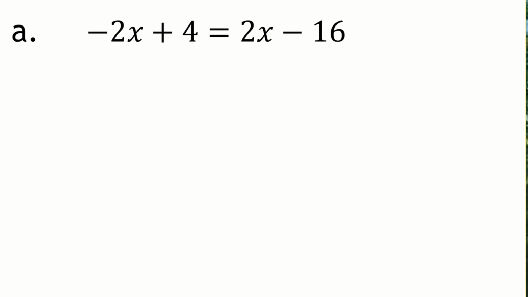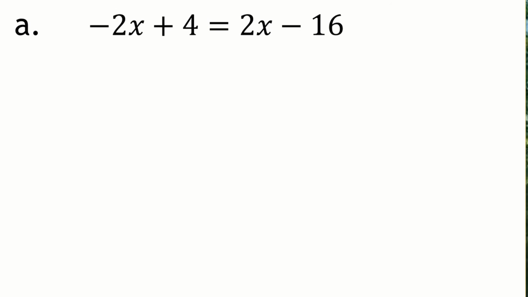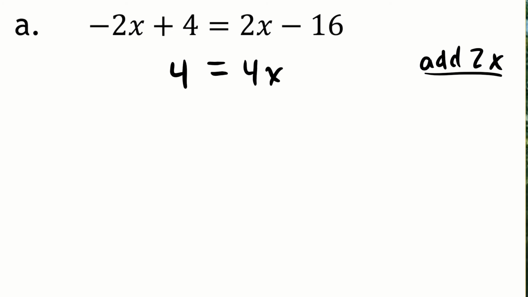So I'm going to begin by adding 2x to both the left-hand side and the right-hand side. When I add 2x to the left-hand side, it becomes simply the value 4. There was a negative 2x there, but I added 2x, and now it's just a 4. On the right-hand side, I have 2x, and I'm adding 2 more x's. That's going to give me 4x on this side, and I still have the negative 16. So that's the first thing I did, I added 2x to each side.